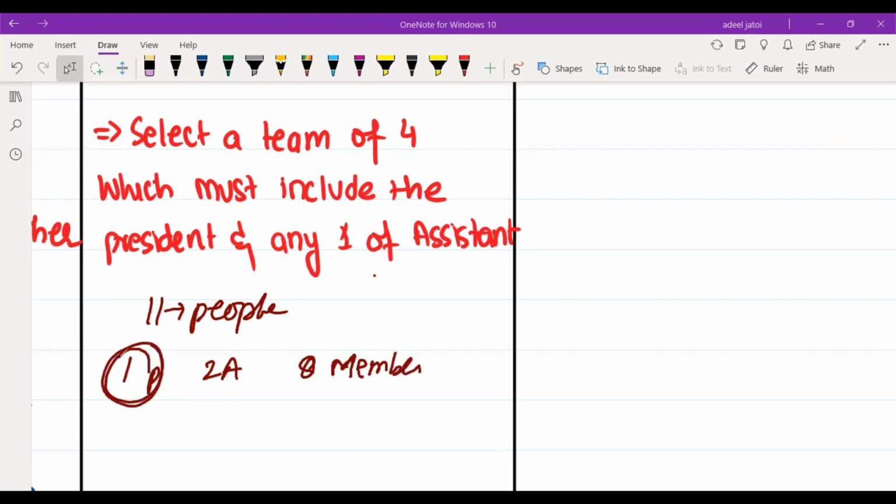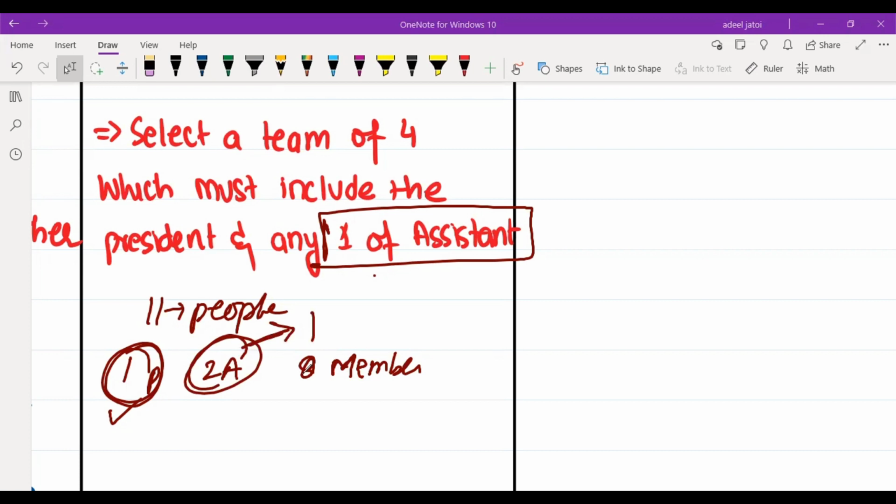One, the president, is confirmed. So if 1 president is confirmed, now you need to select 3 more people. But for those 3 more people, you need to have any one of the assistants. Out of two, you can select only one. If you have selected one, since it says any one of the assistants, the second assistant cannot come. There is a restriction that any one of the assistants can come. So the remaining two will be selected from the 8 members.